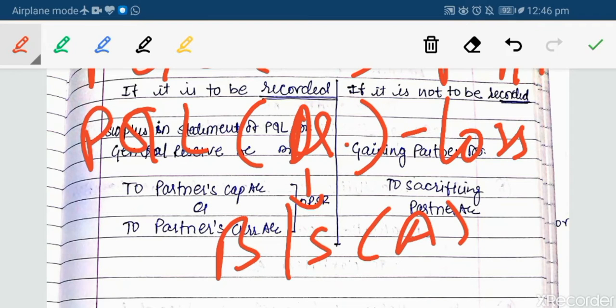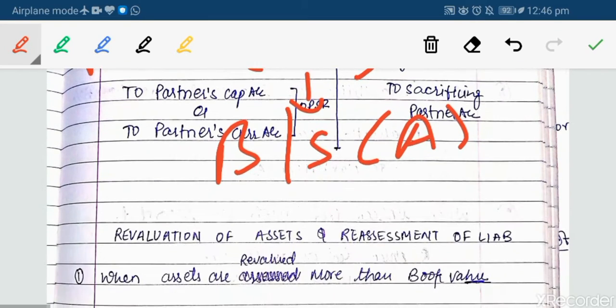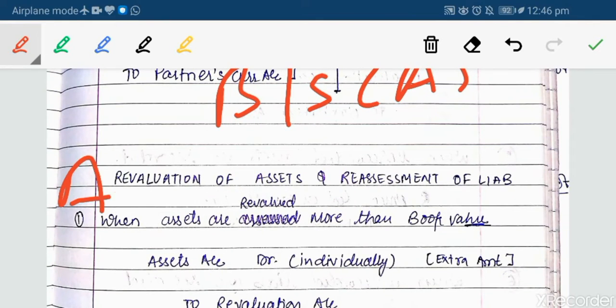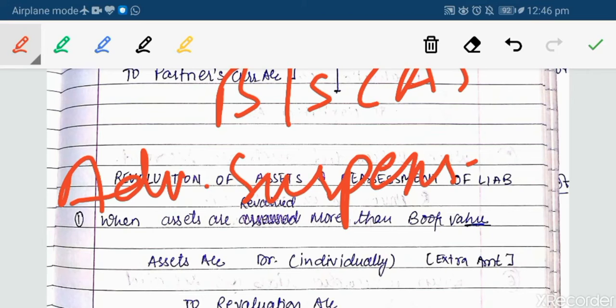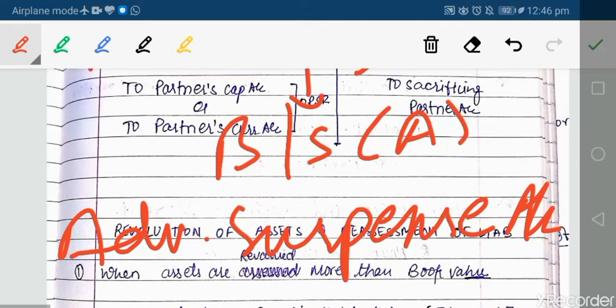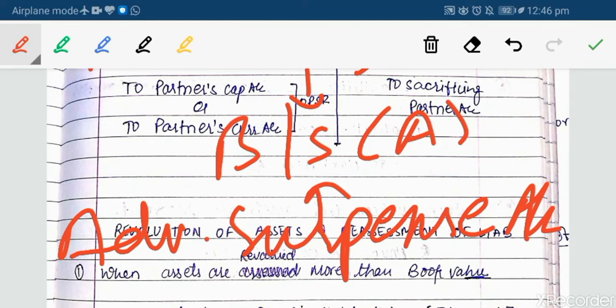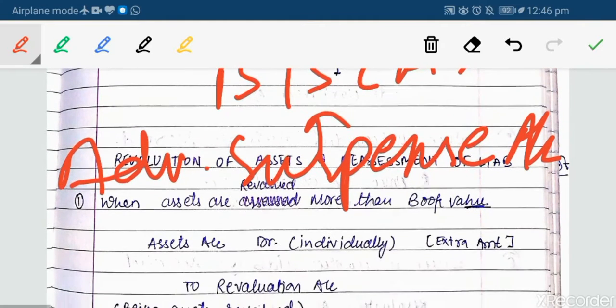Okay, so be careful. Another type of loss is your advertisement suspense account. This is also your loss and this will also be available on the balance sheet asset side. So these losses are to be written off, that means they are to be recovered from the old partners in their old profit sharing ratio.